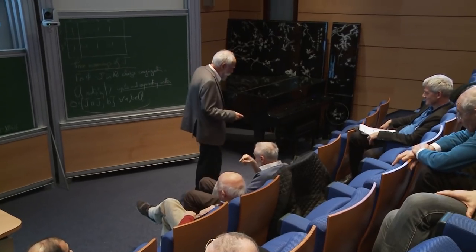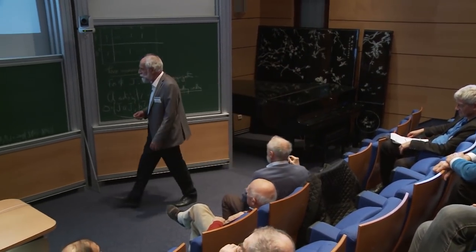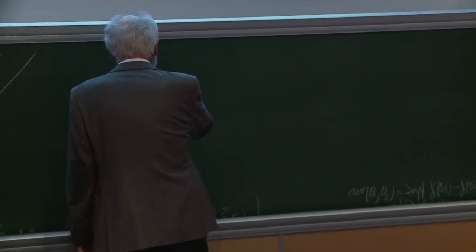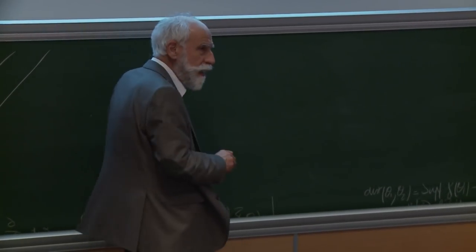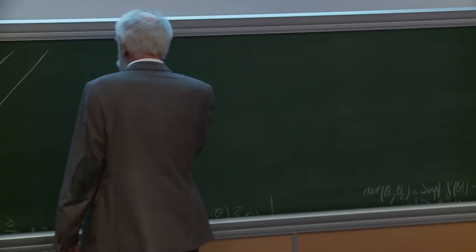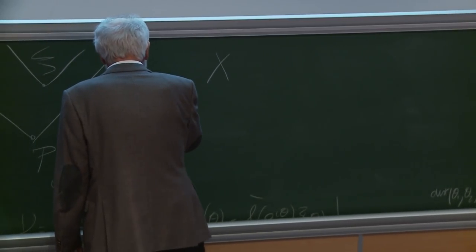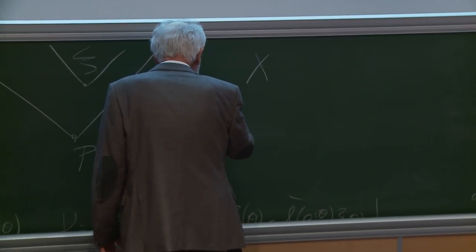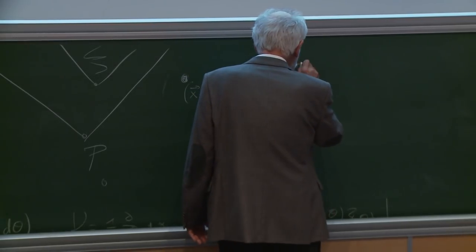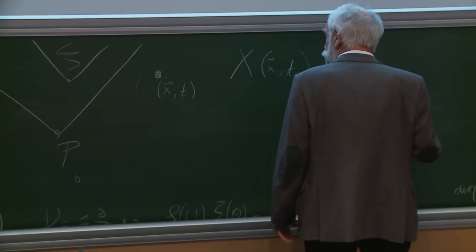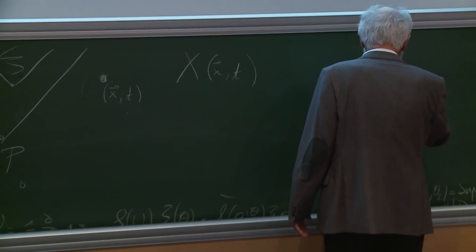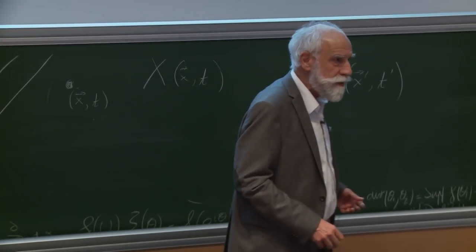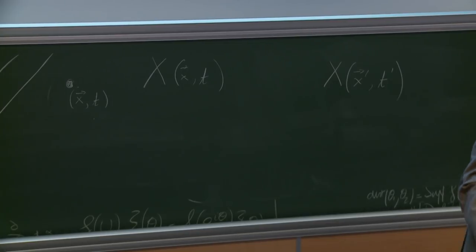Yes. So you see, in an autonomous system, it sort of makes sense to say that an operator, say a functional of fields, that is labeled by a space-time point, and the same observable at another space-time point, should be related to each other by conjugation, and the operator that conjugates them is the propagator.